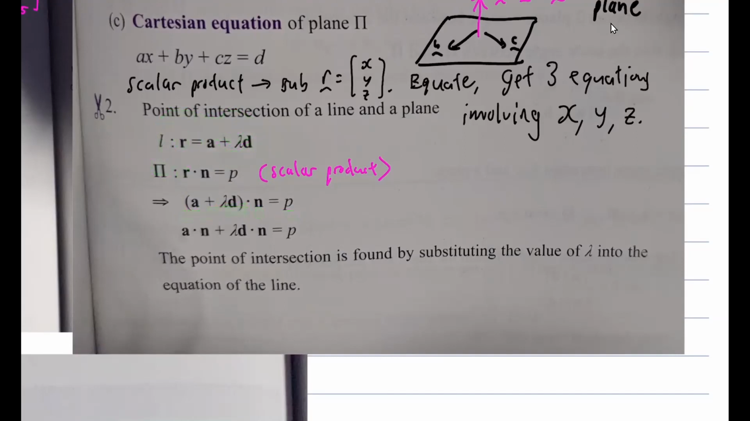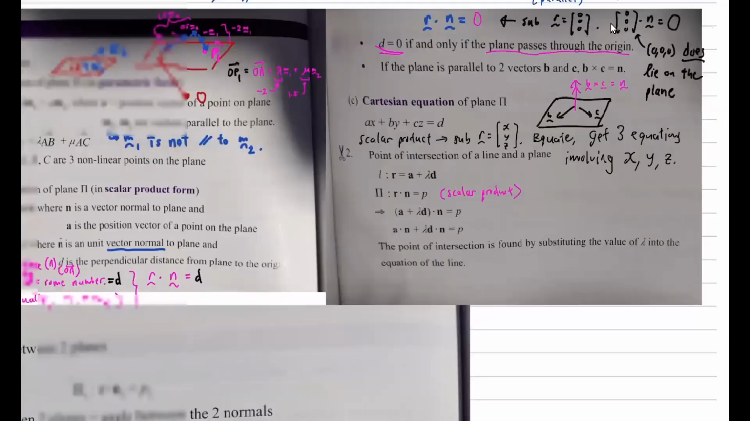Is that clear? Then after that, you just need to solve for lambda. Exact same procedure as the vector equation of a line. After solving for lambda, what can you do? You can substitute it back inside here, the equation of a line. Then you'll get your r here to be the point of intersection, the position vector of the point of intersection. I will go through practice questions and it will be clearer.